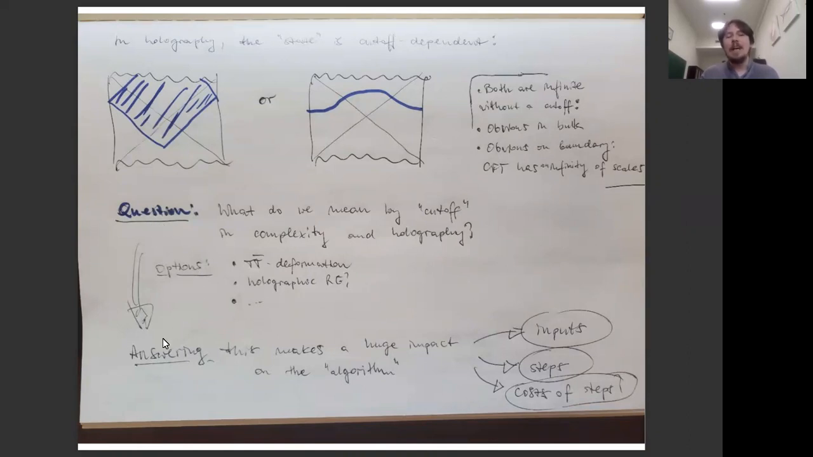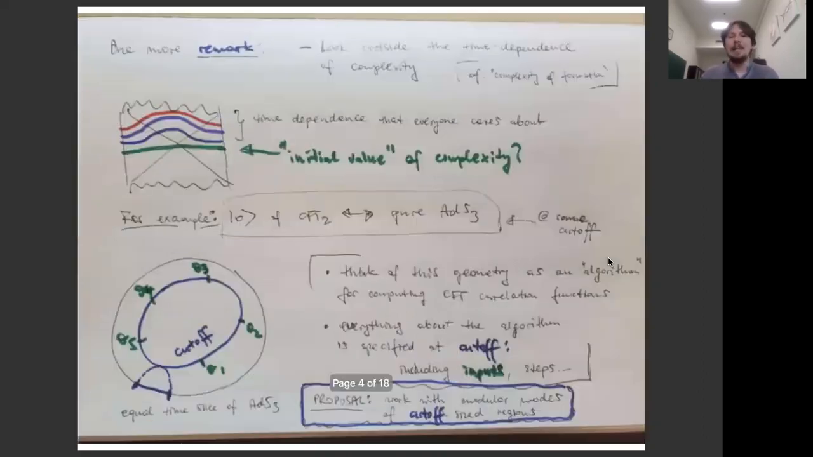So whatever answer we attempt to give, it will make a huge impact on what the algorithm is. It will impact the inputs because different cutoff schemes will mean that I'm inputting different operators into the map. Presumably the steps of the algorithm will be affected, and maybe even the cost functions of the algorithm might be affected too. So cutoff dependence is one of the issues that we will have to tackle in this talk.